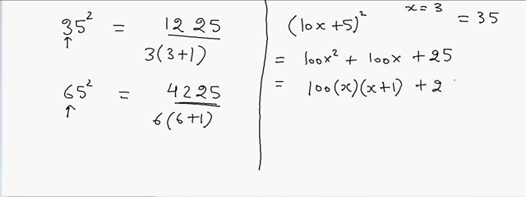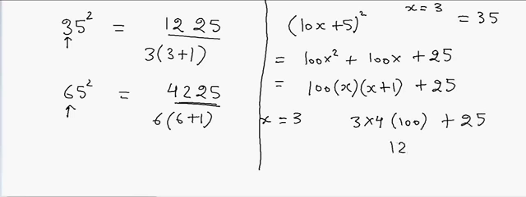So as you can see, we are taking the first digit and multiplying it by the next number, multiplying it by 100 and then adding 25. So here if x is equal to 3, then we'll get 3 into 4 into 100 plus 25. So that will give me 1200 plus 25. So we'll get 1225. So this is how this trick works.